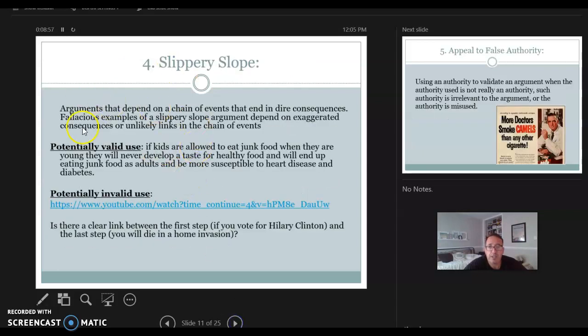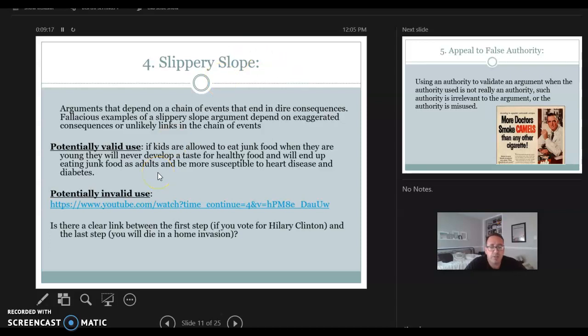The fourth one, the slippery slope argument. So these are arguments that depend on a chain of events that end in dire consequences, right? A will lead to B, will lead to C, will lead to D. D is bad. A is not so bad, right? And then there's a slippery slope down to that D, that bad final consequence, right?